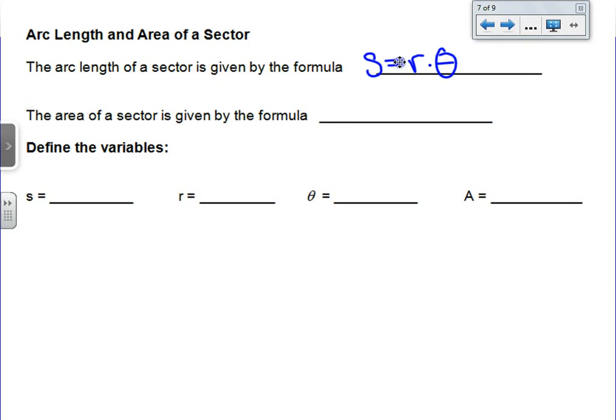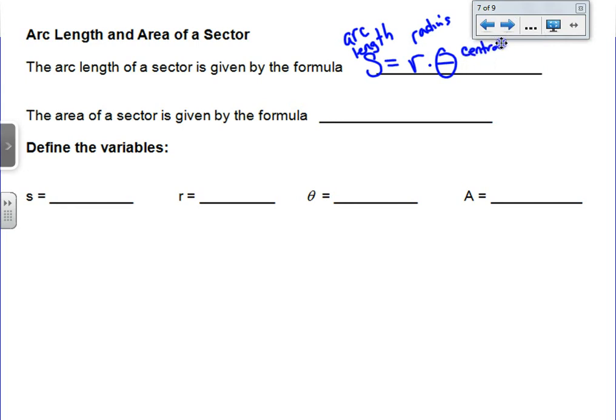That's the variable they decided to use for arc length. So I might want to write at the top here that that's arc length. What do you think R stands for? Radius, yes. And in this case, it's the literal radius of the circle. And then theta is the central angle.